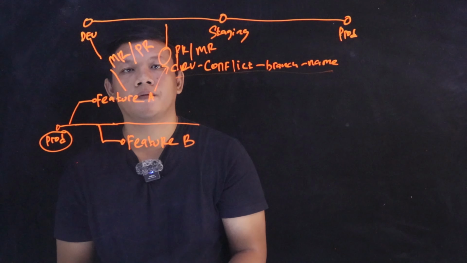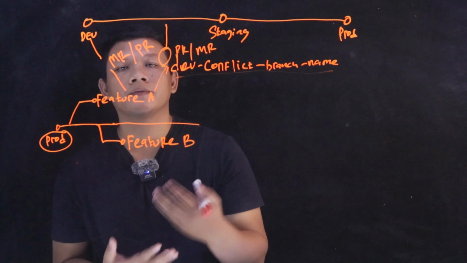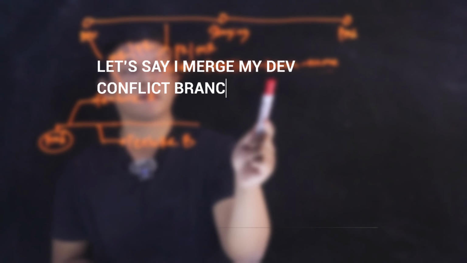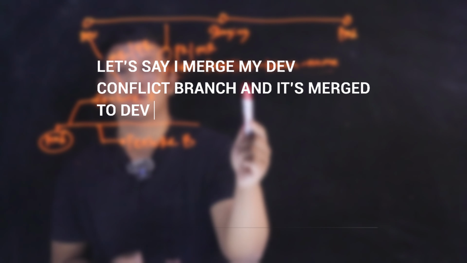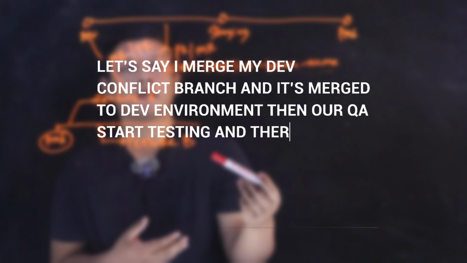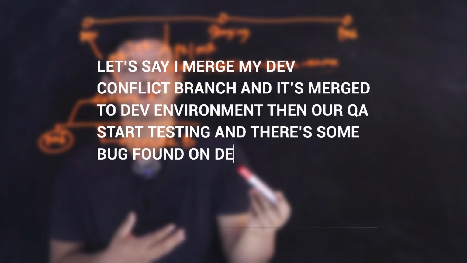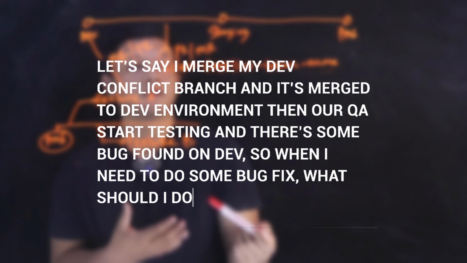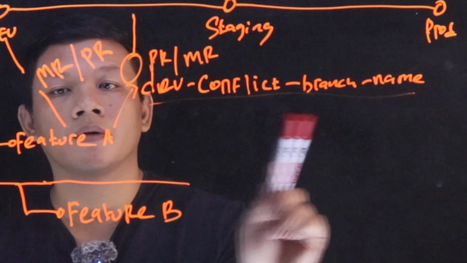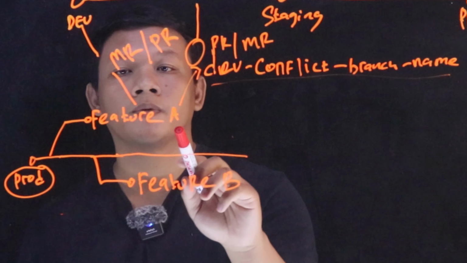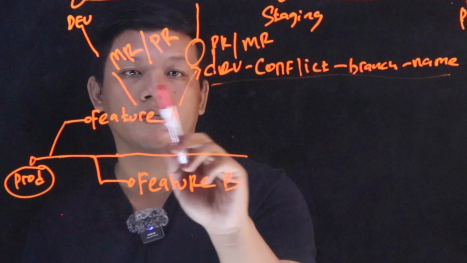In this specific phase, I often get a question. Let's say I merge my dev conflict branch and it's merged to the dev environment. Then our QA starts testing and some bug is found on dev. When I need to do some bug fix, what should I do? Should I push to this branch or to this branch? The answer is you should push to the original feature branch.